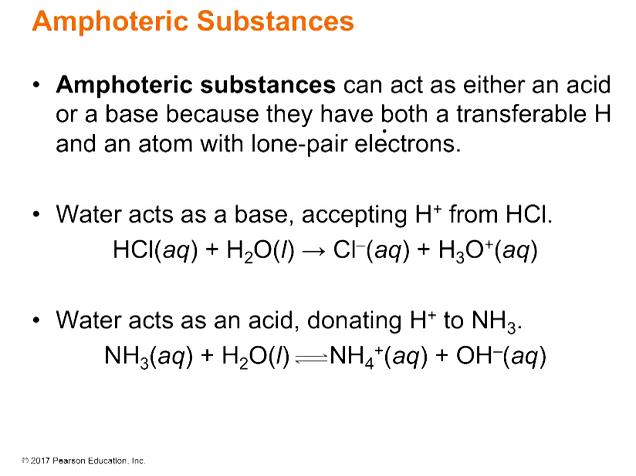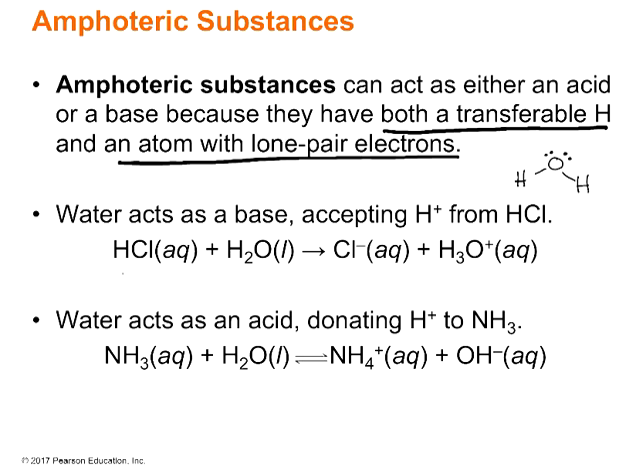So you probably noticed that water acted as an acid in the second reaction, and it acted as a base in the first reaction. So water is what we call an amphoteric substance. It can act as either an acid or a base, and that's because it has both a transferable hydrogen and an atom with lone pair electrons. So if we draw the Lewis structure again, we can see that it has 2 lone pairs and 2 hydrogens. So it can act as an acid or a base.